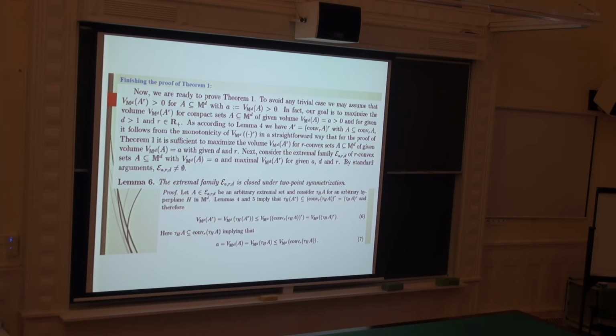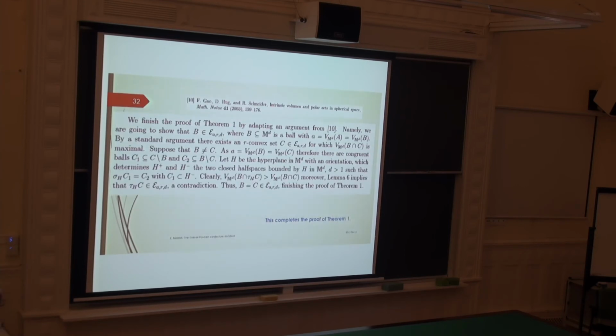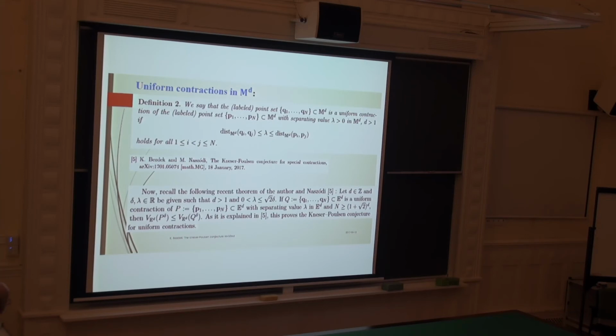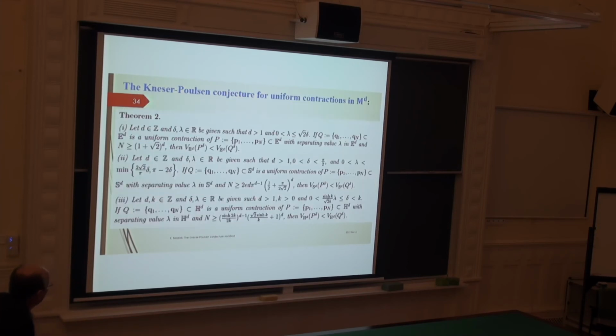So this is the main tool here, the 2-point symmetrization. Now, how do I use this for Kneser-Poulsen? This is the other part. So now we look at uniform contractions in d-dimensional spaces of constant curvature, introduce them in the same fashion as we did in the Euclidean case. So there is this lambda separating value in the middle. And then the idea is to come up with a theorem, what you see here.